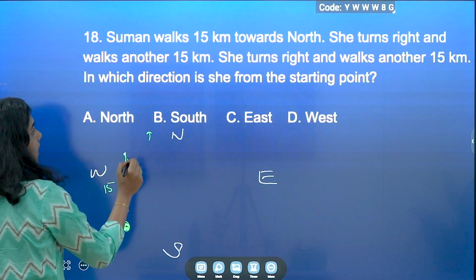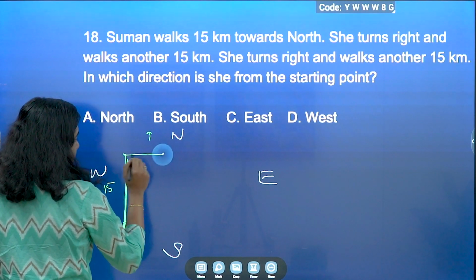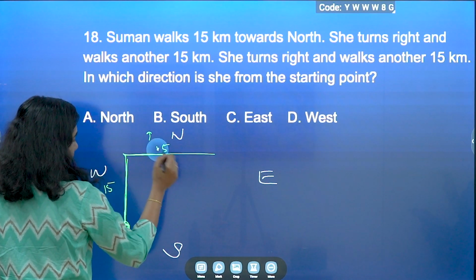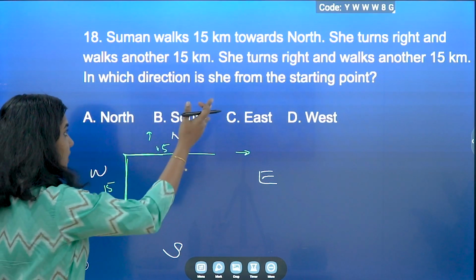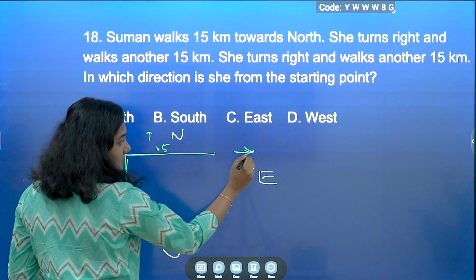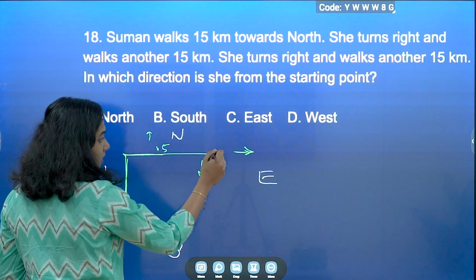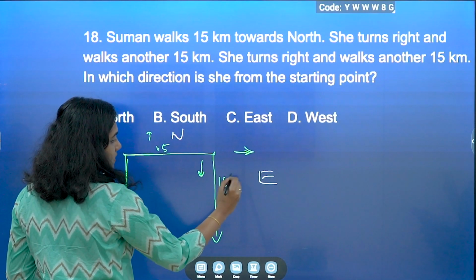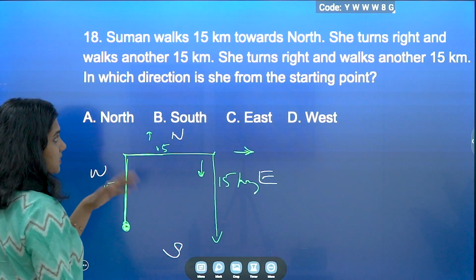Facing north, now when she turns right, that means you are turning this side. This is your right side, right? And she walks 15 kilometers, so here you are now, facing this side. Now she turns right again and walks 15 kilometers. If you are facing this side, then your right side will be down. So you have to move this side, 15 kilometers towards the right.